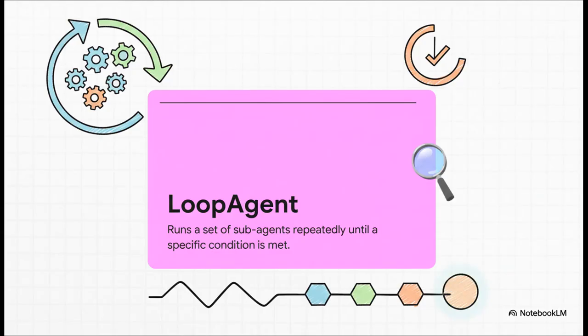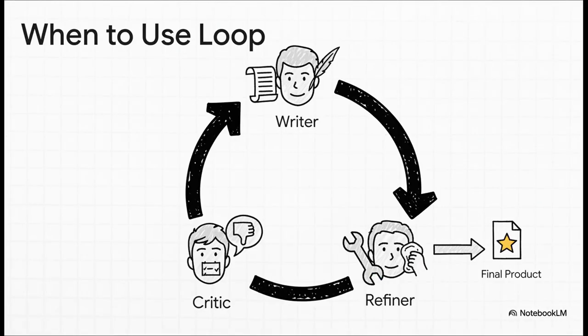A loop agent is what lets a system actually improve its own work. It runs a cycle of agents, say a writer and a critic, over and over again until some kind of quality standard is met. This is where we get into iteration and self-correction, and it is seriously cool. This is your go-to pattern for when good enough on the first try just isn't going to cut it.